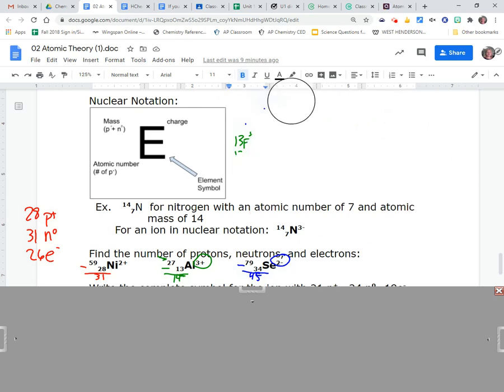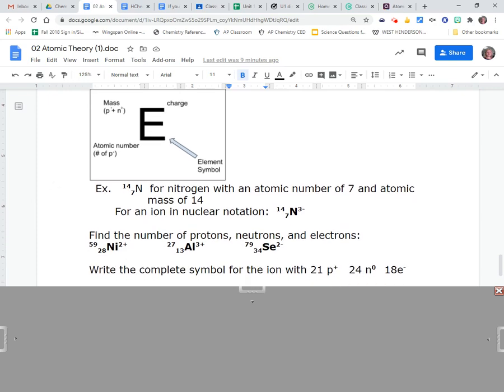All right, my next question is kind of the flip of this question. I ask you to write the complete symbol for the ion with these subatomic particles. Go ahead and pause the video, see if you can figure it out, and then come back and play, and I'll go over the answer.